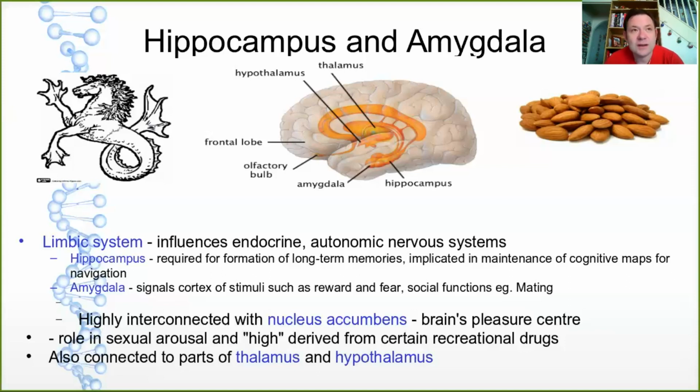So the nucleus accumbens is the brain's pleasure center, and it links with the hippocampus and the amygdala to allow individuals to seek out certain behaviors, to enjoy certain things, or to avoid certain things. It has a role in sexual arousal, and the high derived from certain recreational drugs. The nucleus accumbens is linked with all of that. So a heroin addict has a big link with the activity of taking drugs and injecting them, and the sensation of pleasure. The limbic system is also connected to parts of the thalamus and the hypothalamus.